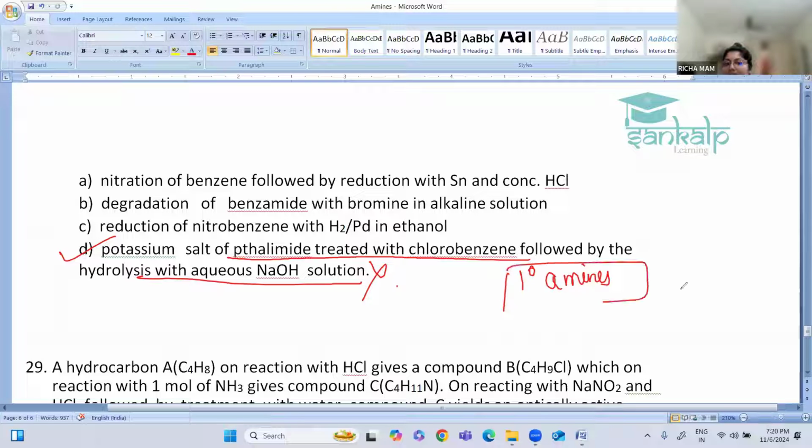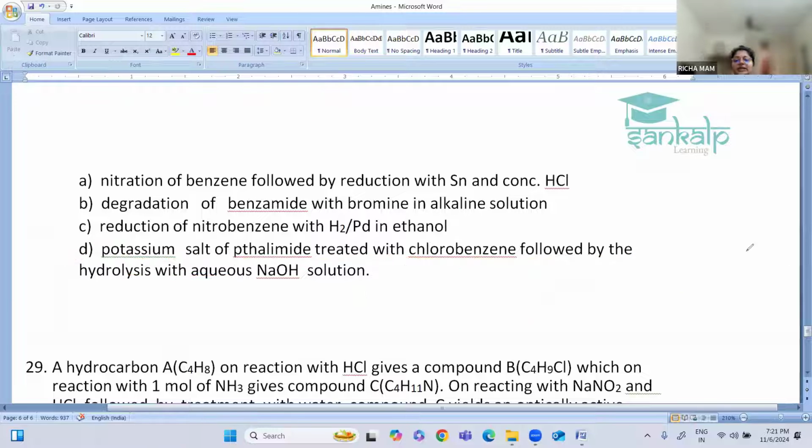Primary aliphatic amines, not aromatic. We can prepare only primary amines, that too aliphatic amines. So we cannot prepare aniline, which is an aromatic amine, with the help of Gabriel phthalimide synthesis. Potassium salt of phthalimide treated with chlorobenzene followed by hydrolysis with aqueous NaOH: no, we cannot prepare. So option D is the answer. Okay. Fine.